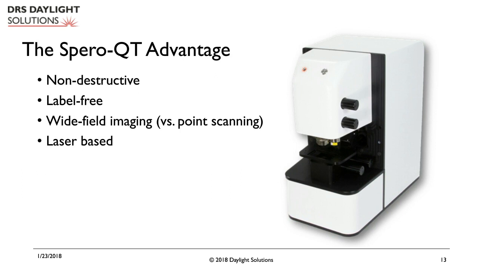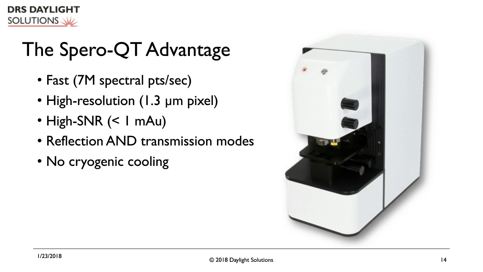There are a few key features of the Spero. Its speed, with our unique single-frequency live view at 30 frames per second and our 35-second full spectral scan. Its resolution, with our 0.7 NA objective and our large 480 by 480 detector. It has tremendous signal to noise. It operates in both transmission and reflection mode. And it doesn't require any liquid nitrogen cooling like MCT detector systems.